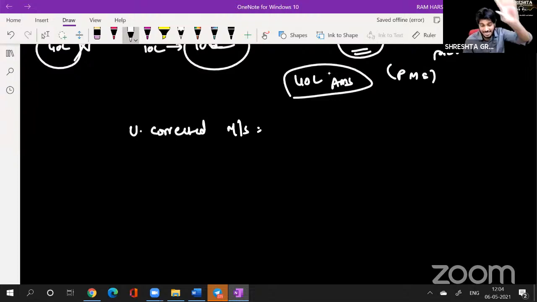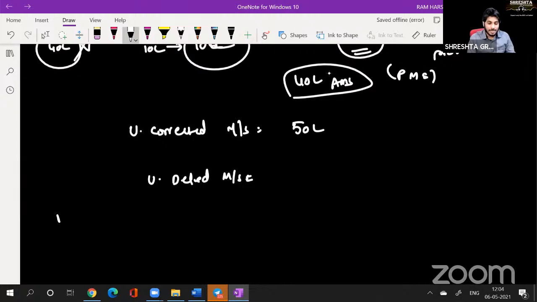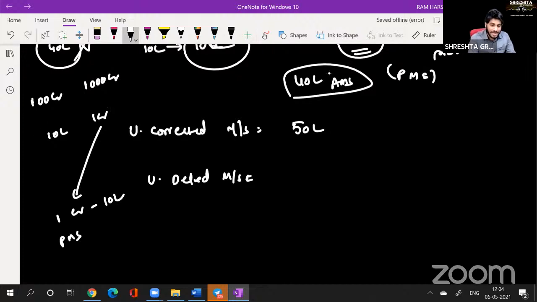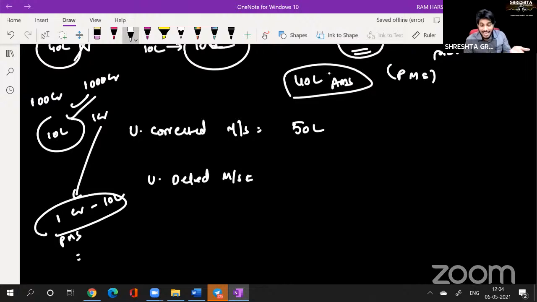misstatement? 50 lakh is the mistake which I identified, not yet corrected. What is undetected misstatement? I said projected misstatement is 1 crore. Like I told you, in 100 crore, 10 lakh mistake is there, so in 1000 crore it is 1 crore. Out of this 1 crore, already 10 lakhs is identified by me. Which means the mistake that I have not detected is 90 lakh.